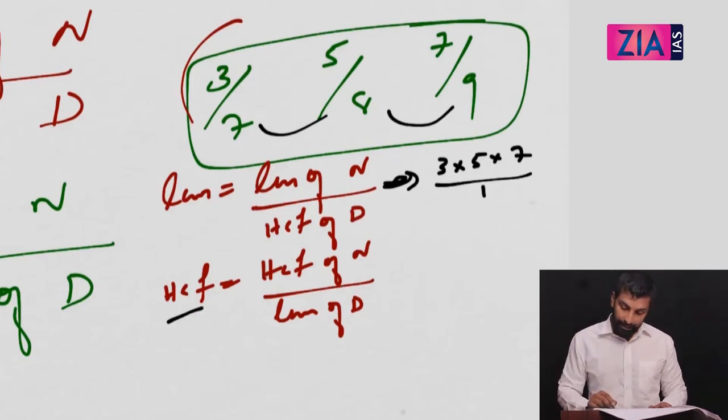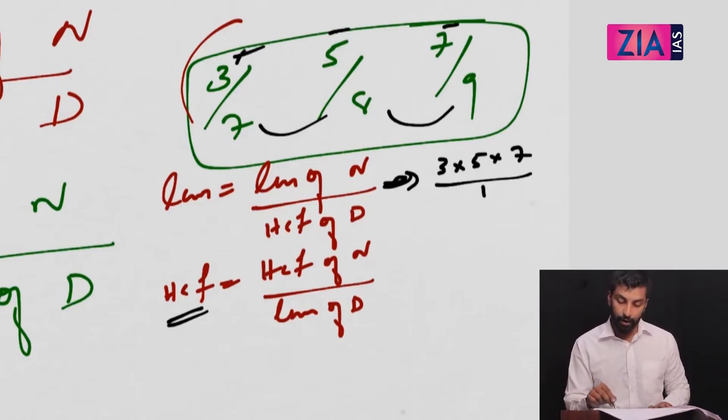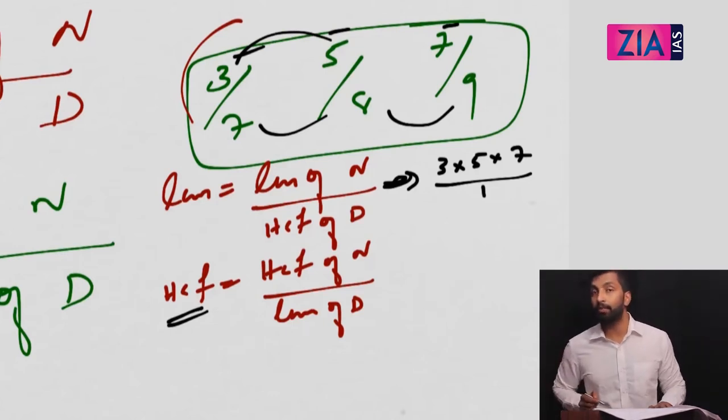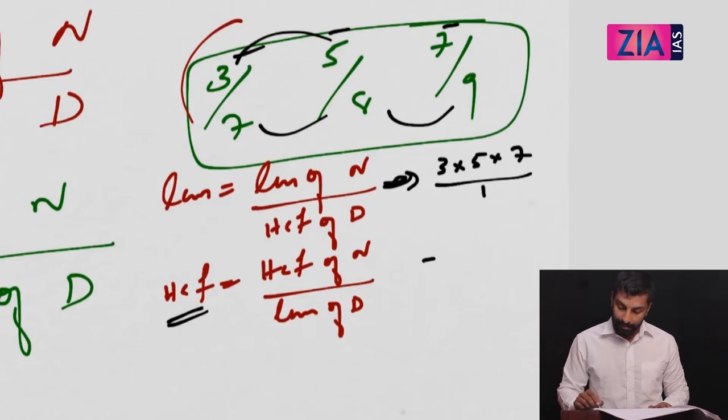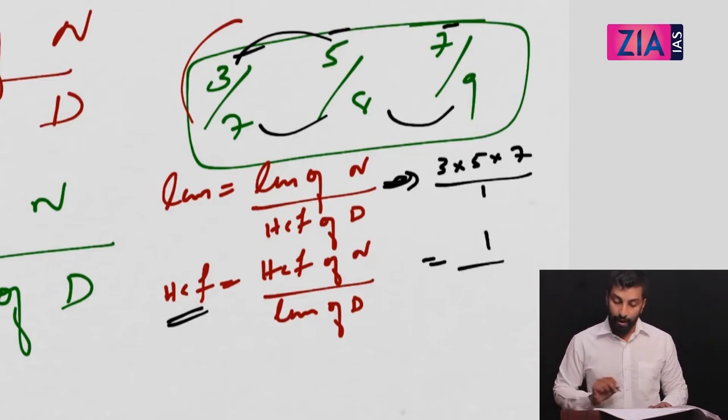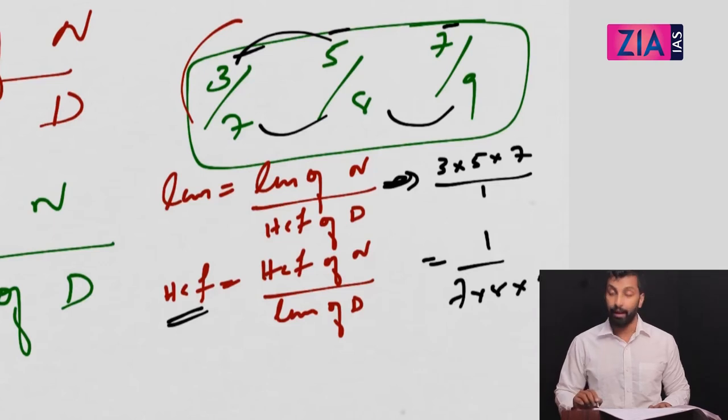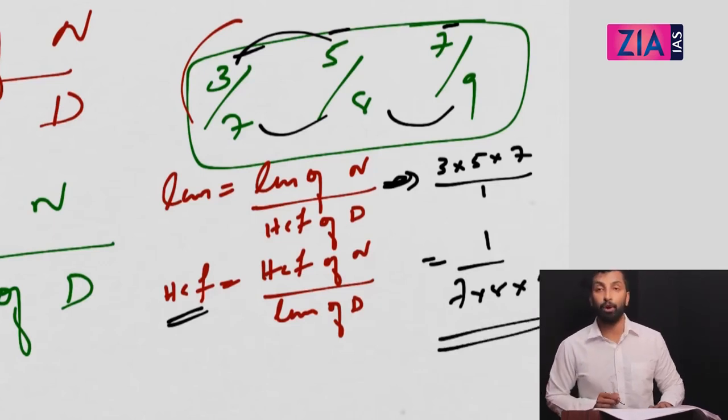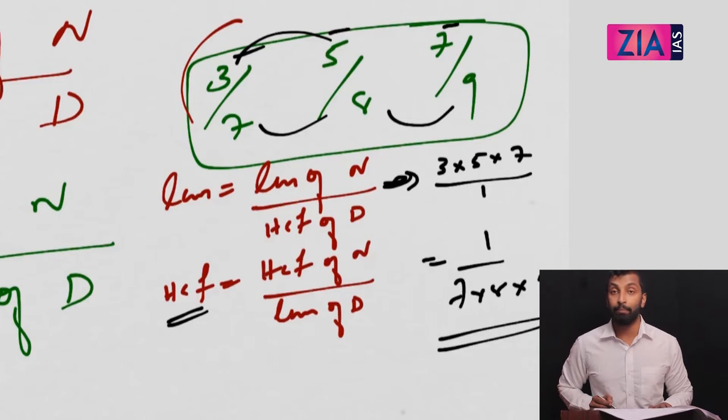Now, what if the question is HCF? HCF of numerator 3, 5, 7. What is HCF? Take the smallest difference. 3 and 5, difference is 2. But 2 can't be your HCF because 3 is not divisible by 2. So what is the answer? HCF of numerator will be 1 divided by LCM of denominators. 7, 8, 9, between them there are no common factors. So 7 into 8 into 9. I hope this is clear for all of you. So this is how you will find LCM and HCF of fractions.